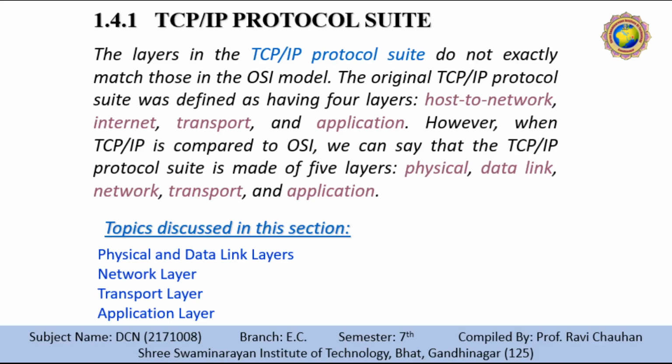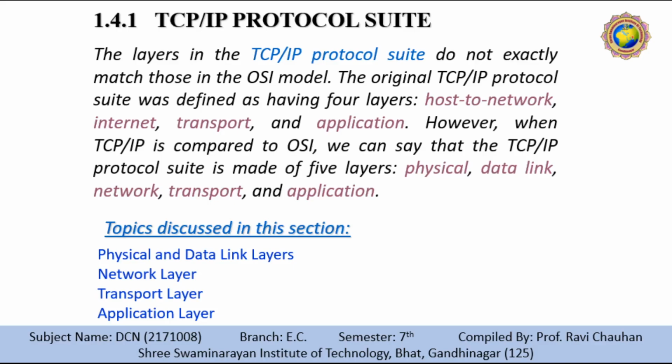So what is the TCP/IP protocol suite? The TCP/IP protocol suite was developed prior to the OSI model. Therefore, layers in the TCP/IP protocol suite do not exactly match those of the OSI model. The origin of the TCP/IP protocol suite was defined as having 4 layers: host-to-network, internet, transport, and application. However, when TCP/IP is compared to OSI, we can say that the host-to-network layer is equivalent to the combination of physical and data link.